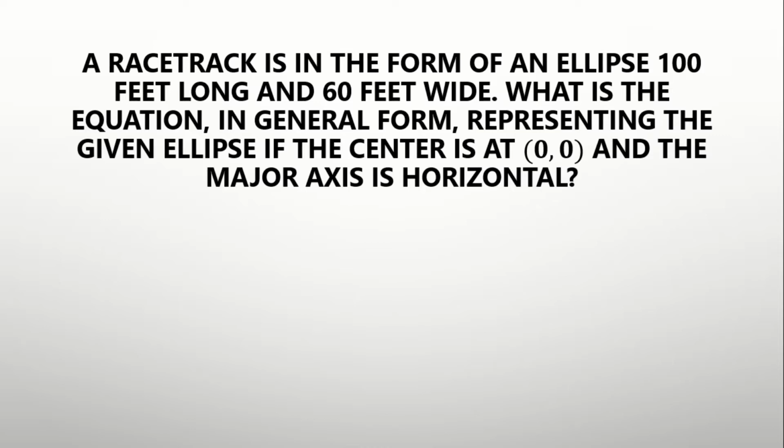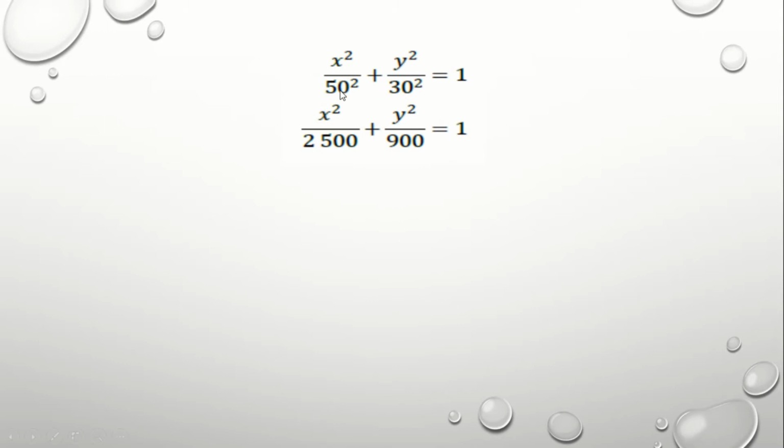Now, we are going to substitute that into the standard form. It becomes x squared over 50 squared, plus, since we're in an ellipse, positive, plus y squared over b squared, which is 30 squared, equals 1. Simplify: 50 squared is 2,500, and 30 squared is 900.